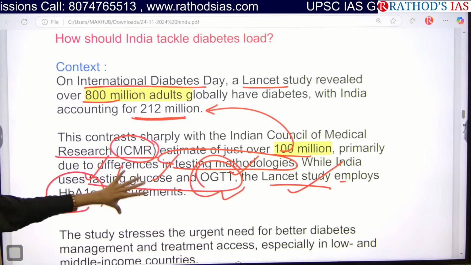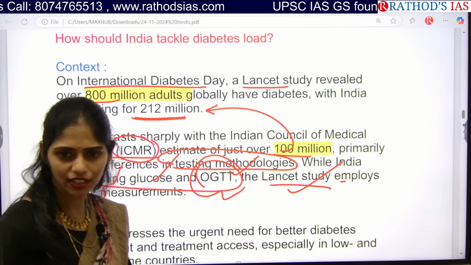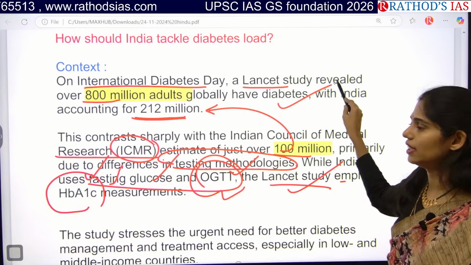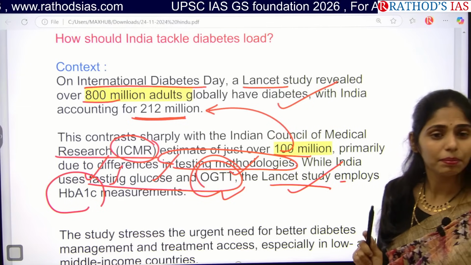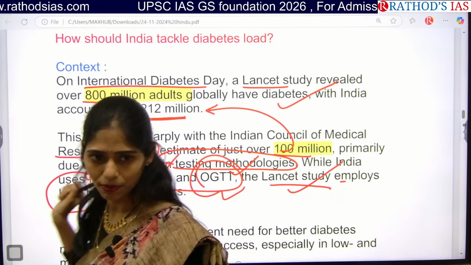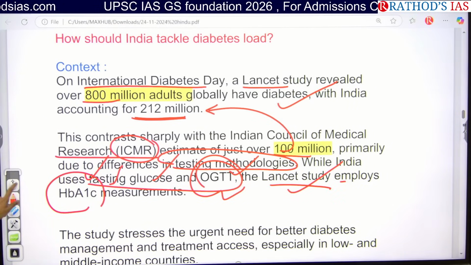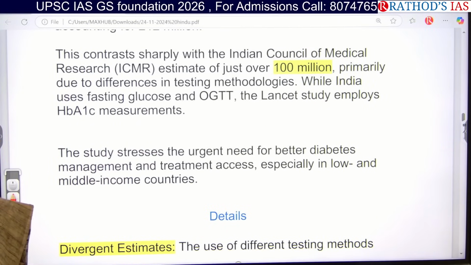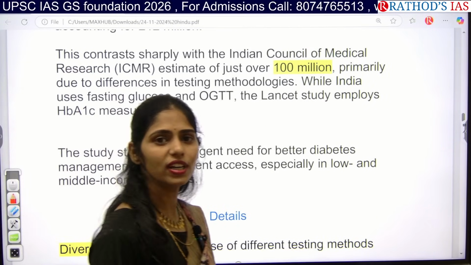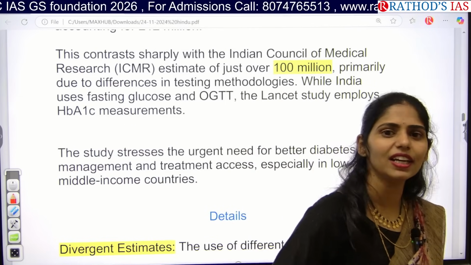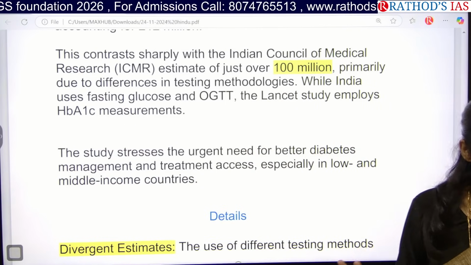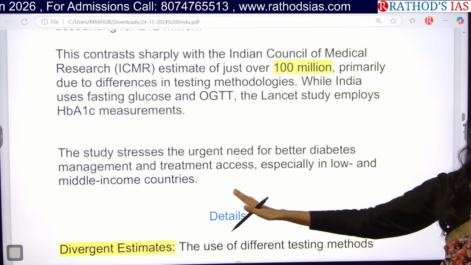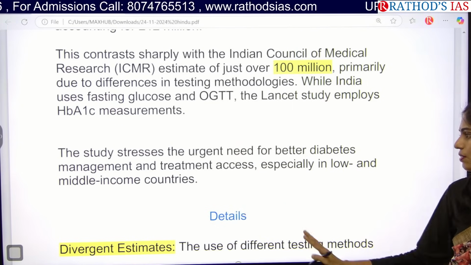Because of these different testing methodologies between India and the international level, the difference between these two reports is more than 100 million people. Now this article says we need proper diabetes management. It is very important, because across the world 800 million people have diabetes, and in India itself more than 200 million. So we need proper management of diabetes, and treatment access is very important.